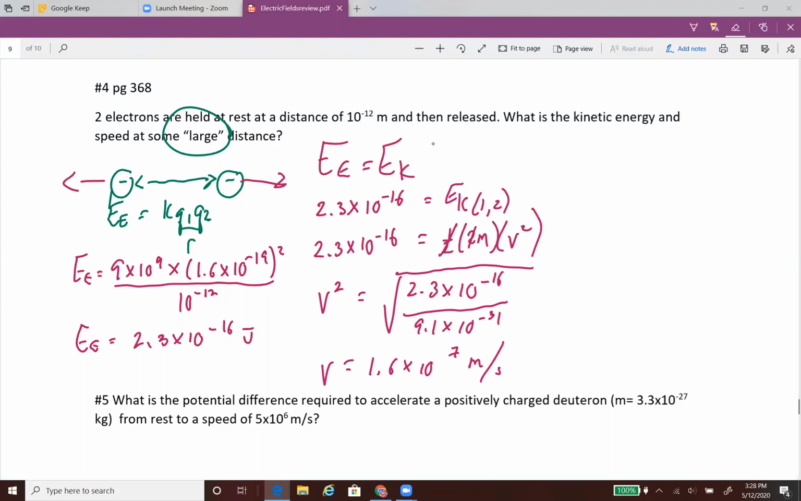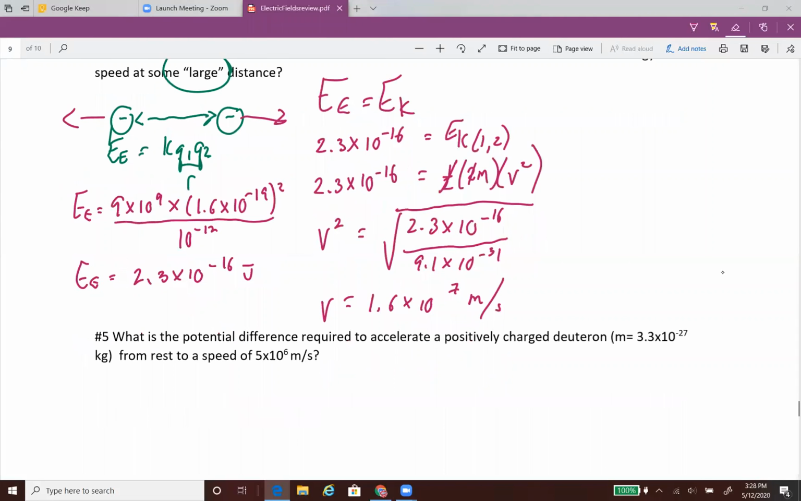I think the tricky part in that question is, large distance means, as Maya said, potential energy basically is 0. So it's all converted to kinetic energy. You just got to keep in mind it's the kinetic energy of both electrons. So you have to add up their masses. And so that would be really the only tricky part of that question. Otherwise, mathematically, it's not that difficult. Okay, number 5.